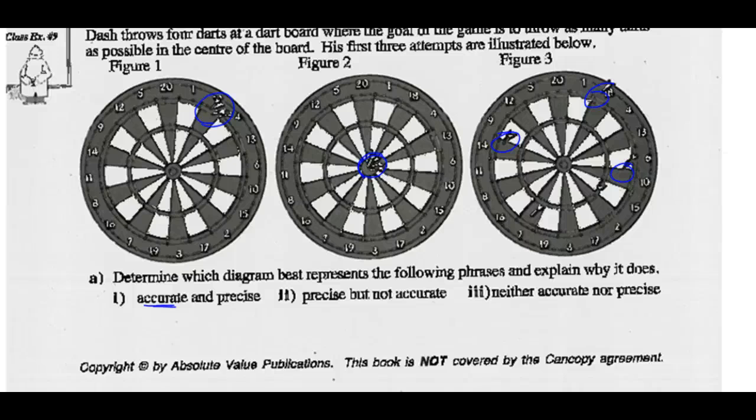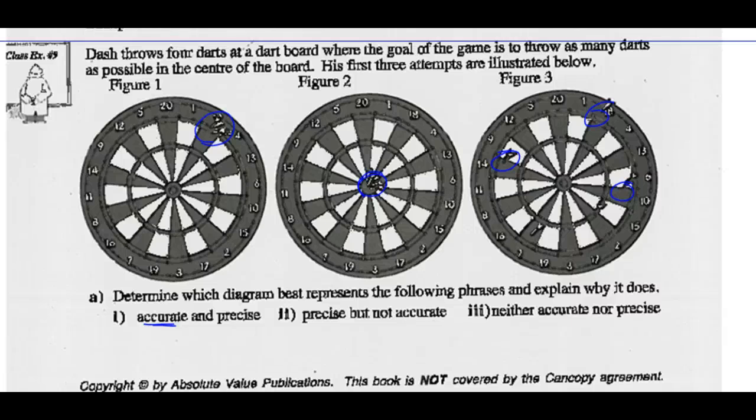Well, close to the accepted value, what they're trying to get to. So they're trying to throw as many darts as possible in the center. So that's the accepted value, the center. So accurate would be how close they are to the center, and precise, they're all together. So figure 2 is the best one for this. They want to be in the middle, and all 3 are at the middle.